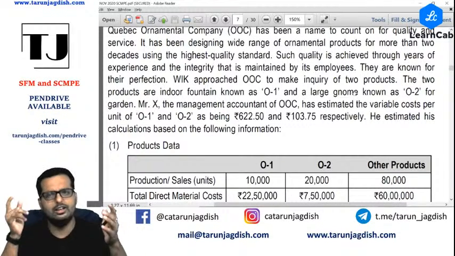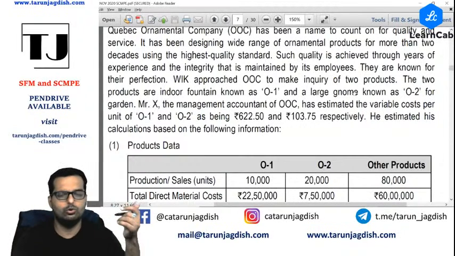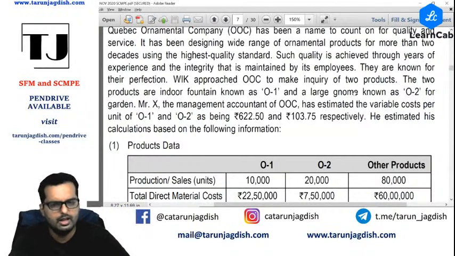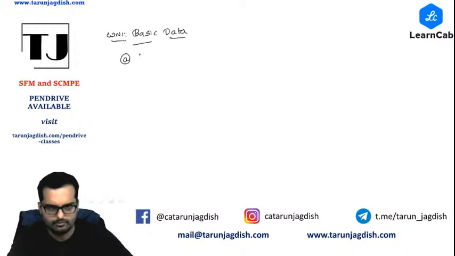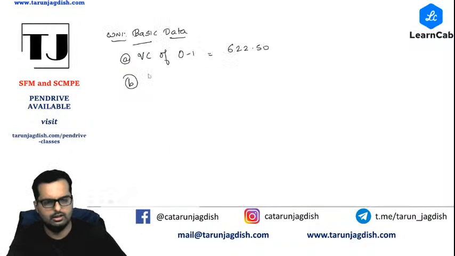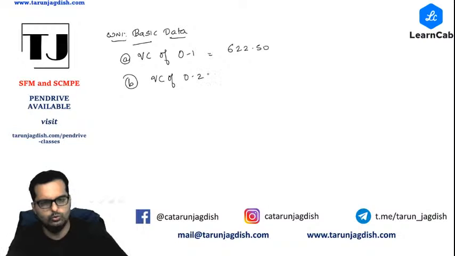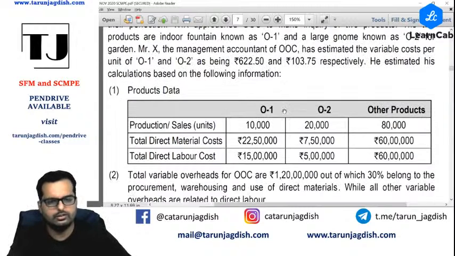Same question is there in your study material. There the name is star and dwarf. Here they have made it O1 and O2. Doesn't matter, let's use it this way. They are saying the estimated variable cost of O1 and O2 is 622 and 103. Let's write down. Variable cost of O1. Numbers also not changed here. Same numbers, only name they have changed. 622.5, and variable cost of O2 is turning out to be 103.75. Now they have given some more details.